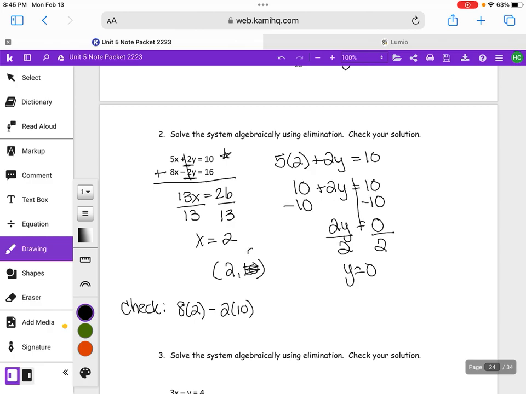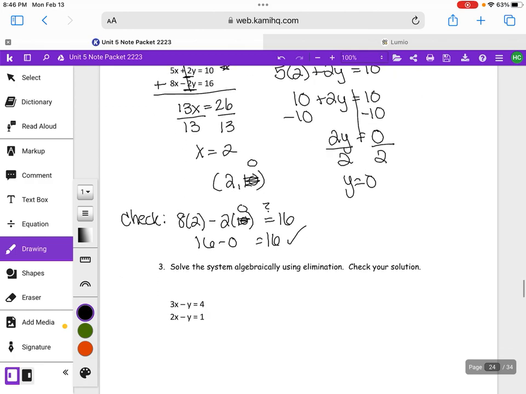That's not a 10. That's a 0. See, good thing I checked. So that's a 0 right there. 8 times 2 minus 2 times 0. We want to know, does that equal 16? And it does, because that would be 16 minus 0, which does equal 16. Check. So there we go. I just saved myself an error.